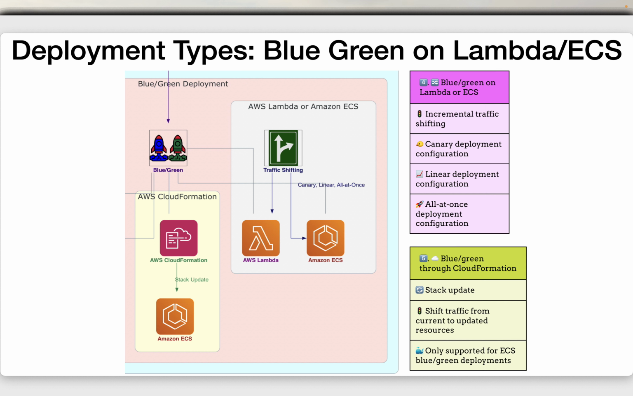Blue-green deployments can also be performed through AWS CloudFormation, where traffic is shifted from current resources to updated resources as part of a stack update. Currently, this option is only supported for ECS blue-green deployments. So what happens in CloudFormation? CloudFormation spins up your ECS cluster, ECS task set, the containers and the backend infrastructure, and then CloudFormation will run some checks, and it will then move the traffic from blue to green. So it's all automated via an infrastructure-as-code tool like CloudFormation.